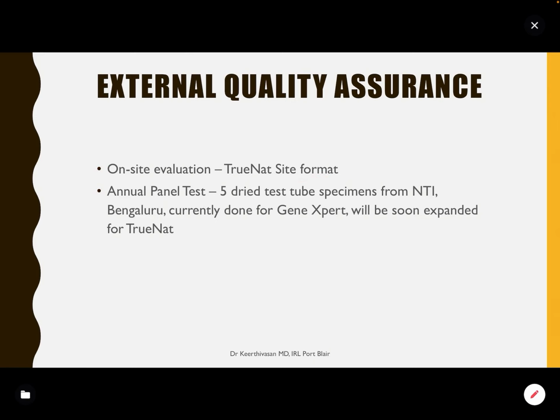Currently, it is mainly done for Gene Expert and it is conducted by our National Tuberculosis Institute in Bangalore. From there, they send 5 dry test tube samples. It is reconstituted using sample reagent, and after that, the 5 samples are run, and the results are matched with all the other centers in India and also with the base reference results from NTI. And we get a score out of 100. Till now, we have been doing quite well in this EQA for Gene Expert. Soon it will be expanded to TrueNat also.